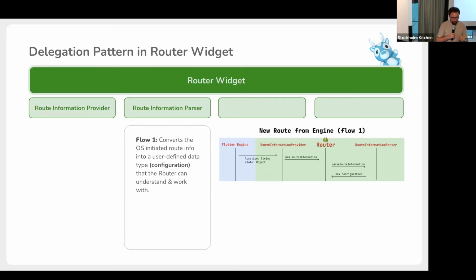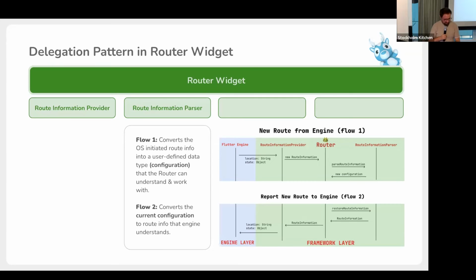And then there is route information parser. This converts the OS initiated route to a user-defined type. So you type something in your browser address bar. This needs to be processed in the Flutter engine, and then in the widgets layer, the router widget receives the new route information, and then route information parser parses this, and then returns the configuration back to router. Similarly, the app state changes, and then route information is parsed back to the engine.